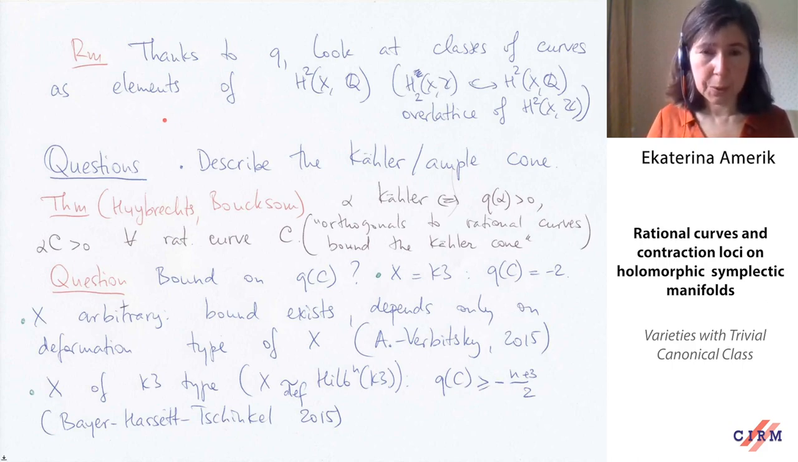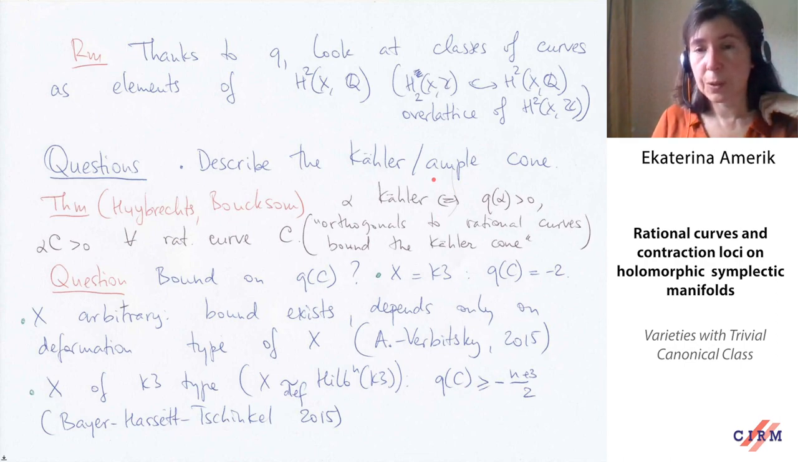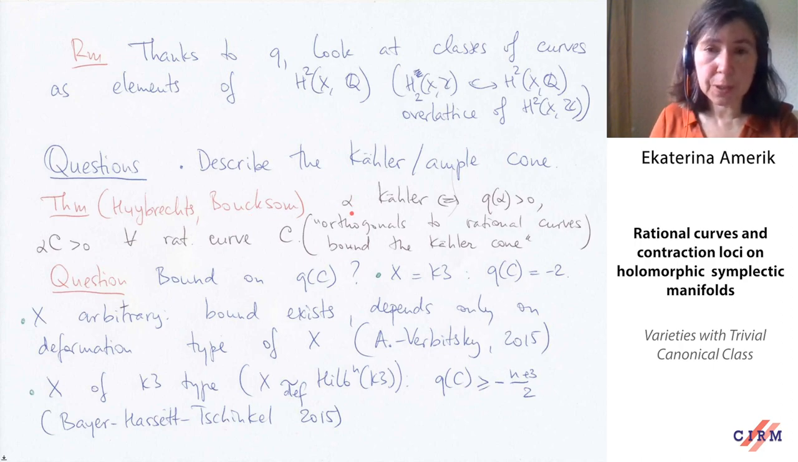What are the questions which are preoccupying us here? The first question is to describe the Kähler or the ample cone of an irreducible holomorphic symplectic manifold. To this effect, there is a theorem which is known since many years already by Huybrechts and Boucksom, which says that we have a very similar characterization of the Kähler classes or the ample classes. A positive class is Kähler if and only if it's positive on all rational curves. Exactly as in the case of surfaces, the orthogonals to rational curves bound the Kähler cone.